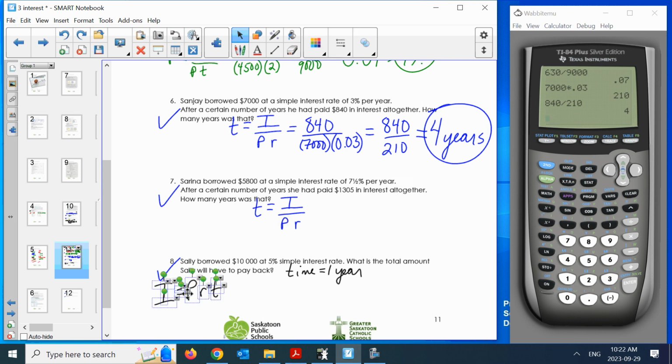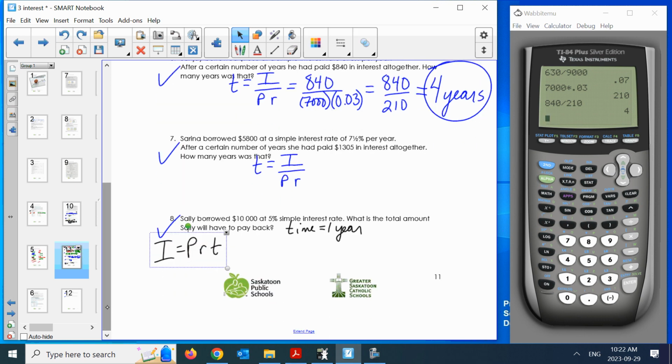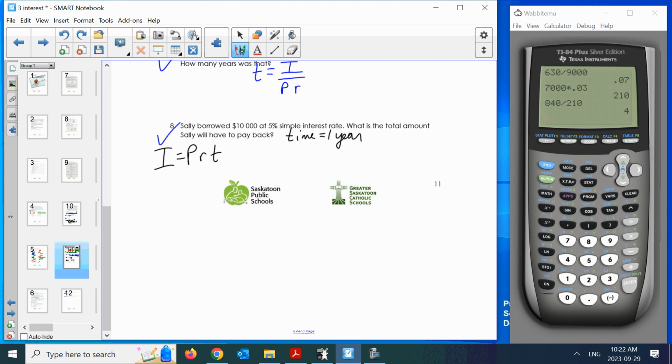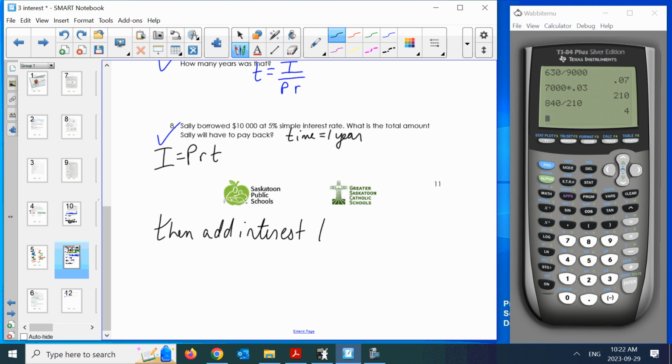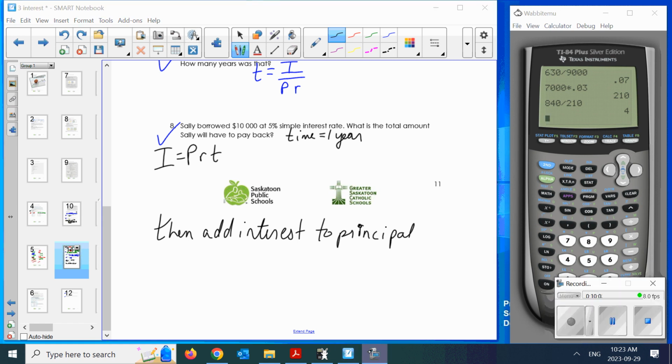First, find the interest. Then add the interest. And that's what you have to pay back. Now I want you to do the last two. Remember, I'm checking on this.